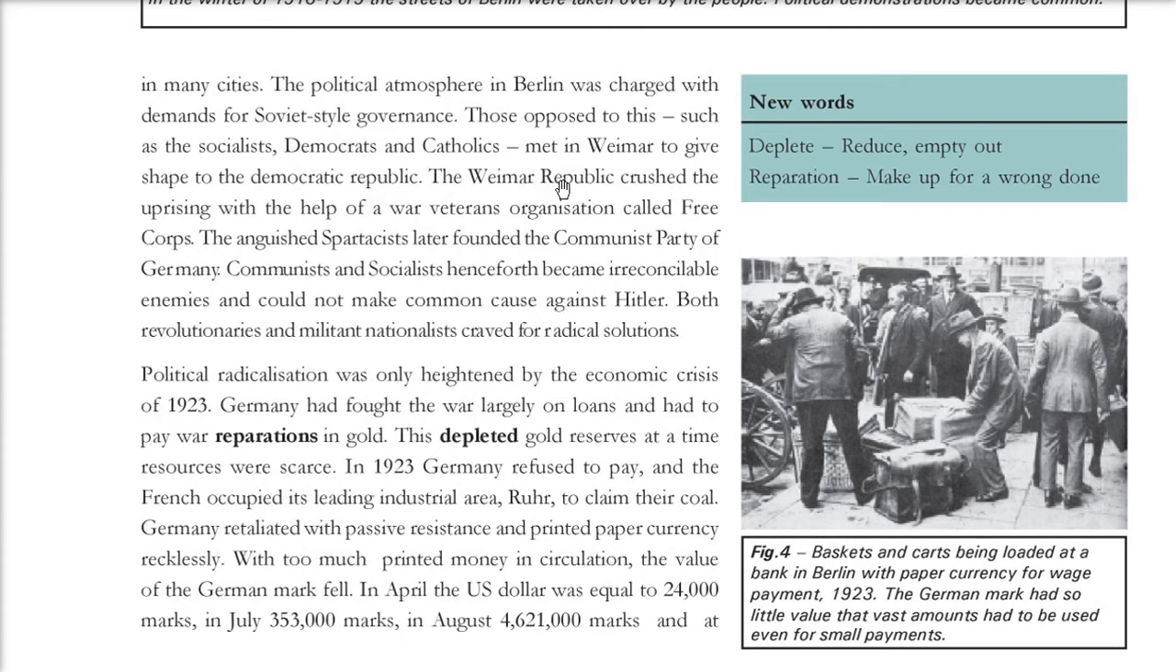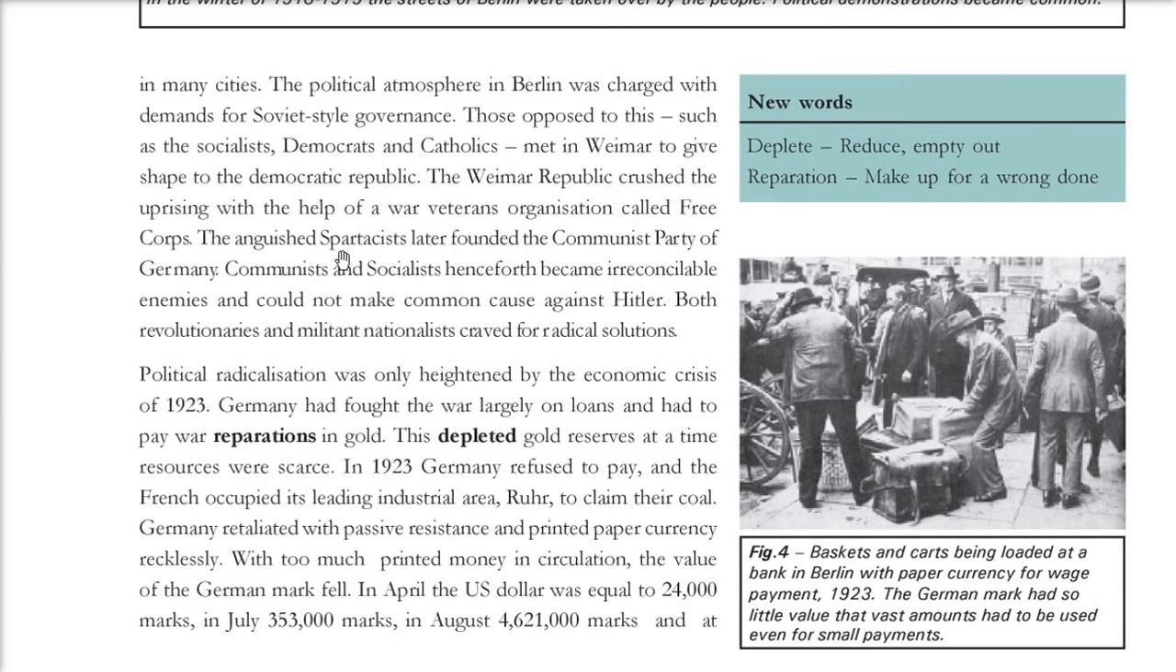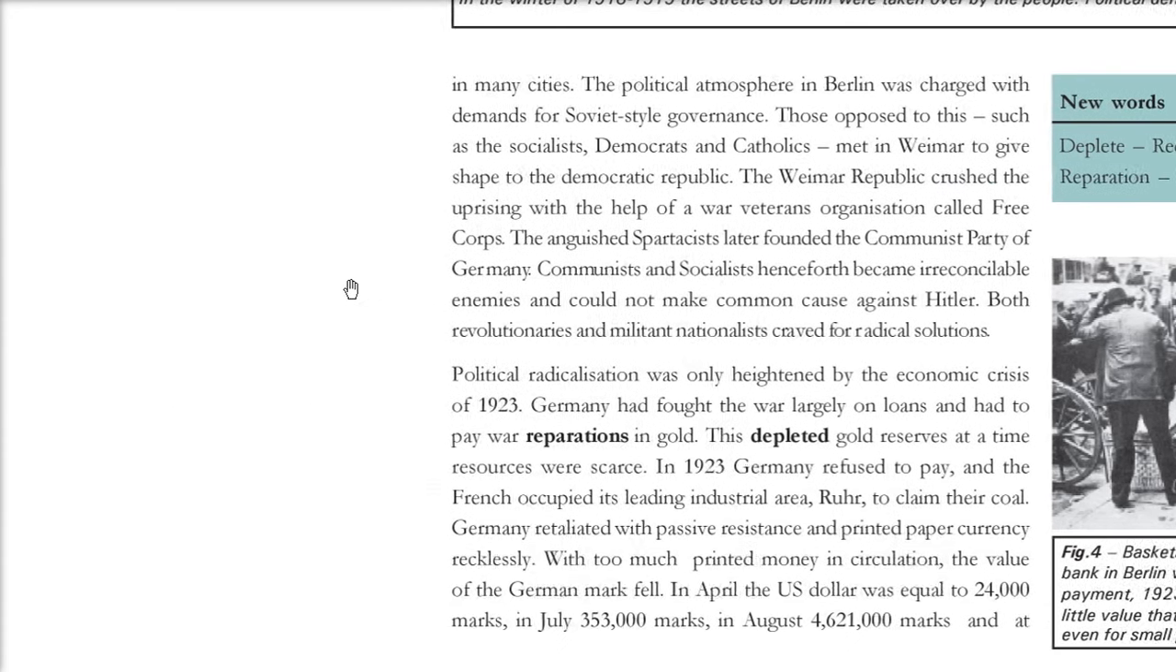But the Weimar Republic crushed the uprising with the help of war veterans, and the organization was called the Free Corps. So the anguished Spartacists, as I just mentioned, let me go back.